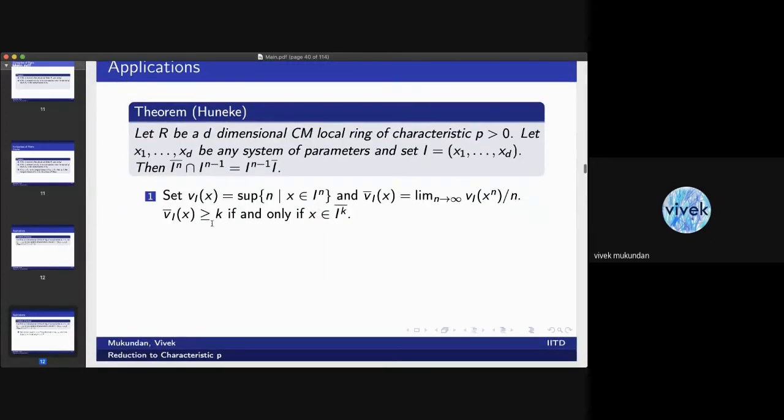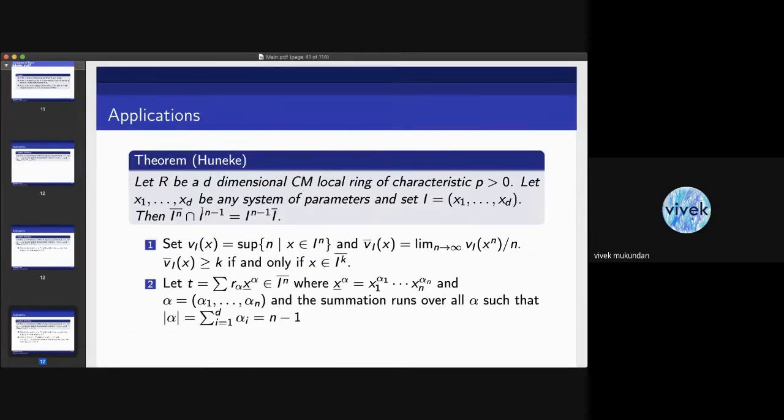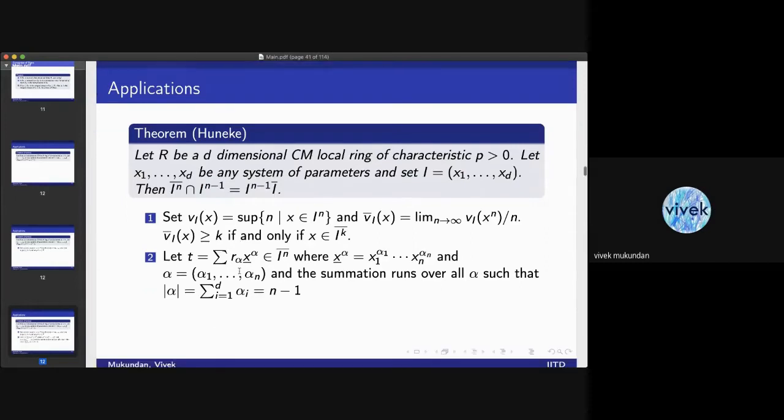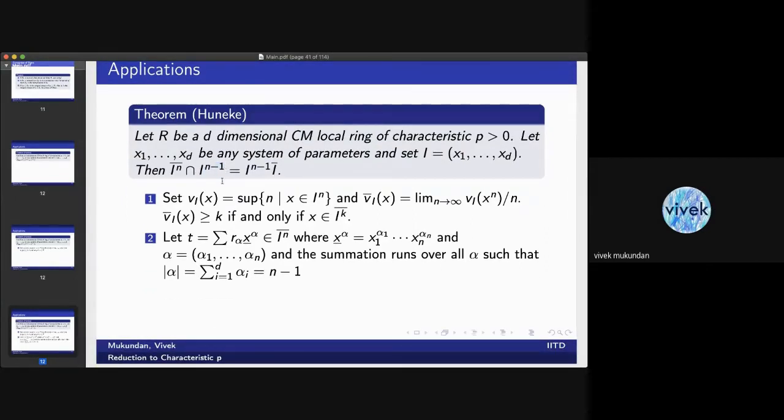It's a very nice, very useful result, to check something is in the integral closure. So take an element on the right-hand side. Since it is in I^(n-1), you can write it as a combination of r_alpha x^alpha, where x^alpha is x_1^(alpha_1) ... x_n^(alpha_n), and alpha is just (alpha_1, ..., alpha_n), and the summation runs over all alpha, so that if you sum up the indices in the superscript, you get n-1. So that's precisely saying that you take an element in I^(n-1).